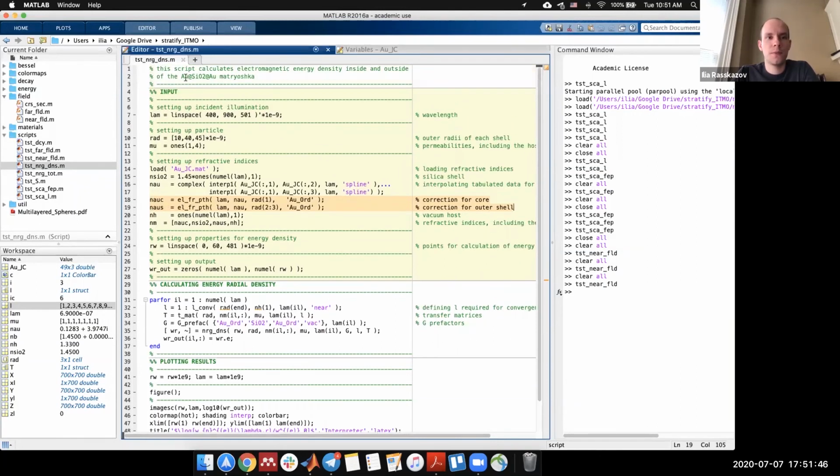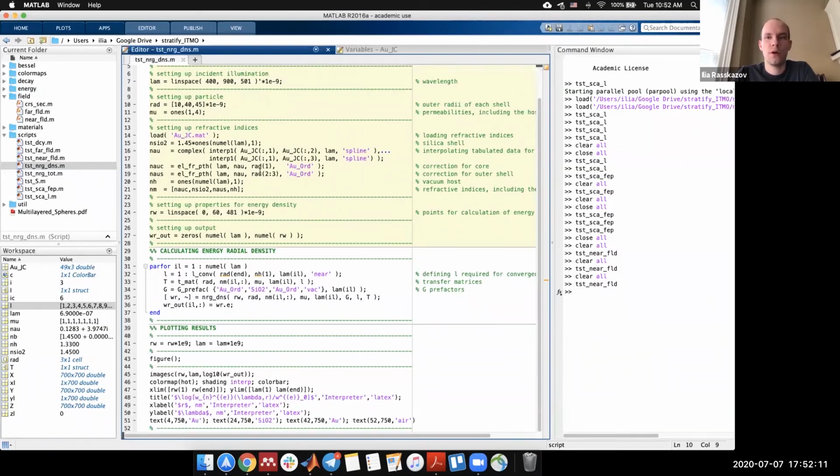Here it will be a gold core of radius 10 nanometers, which is small enough to take into account the correction to the permittivity. And again, the thin shell of gold will be between 40 and 45 nanometers. So it will be 5 nanometers thick, which is again pretty thin, so we need to correct our permittivity. Okay, so that is the host. That is the refractive index of my matryoshka.